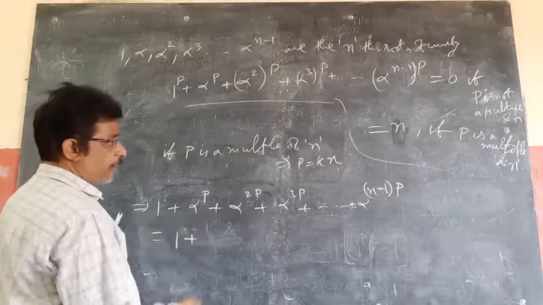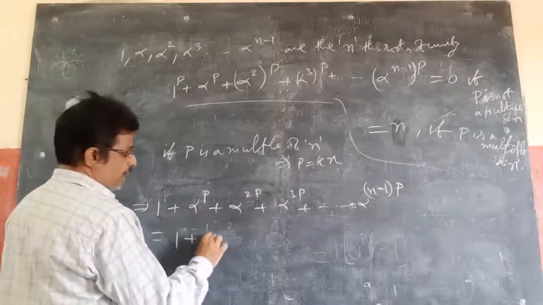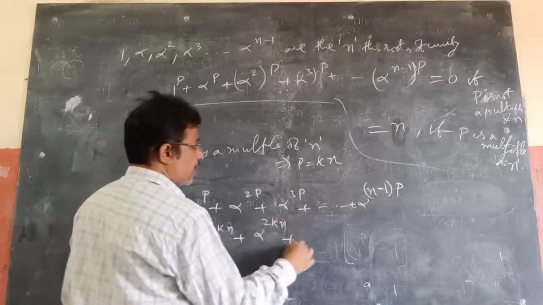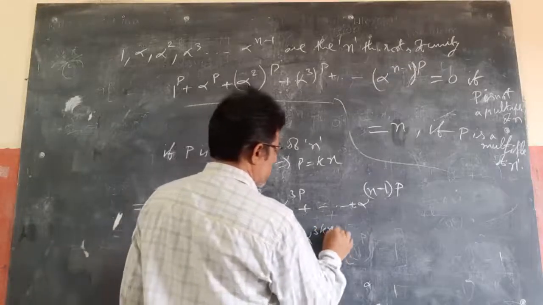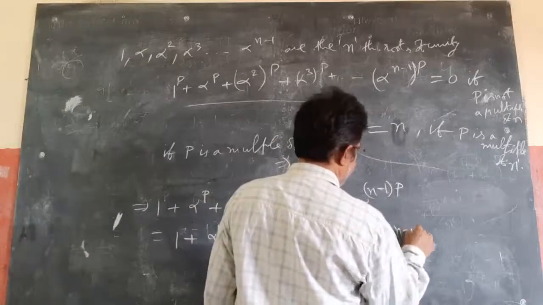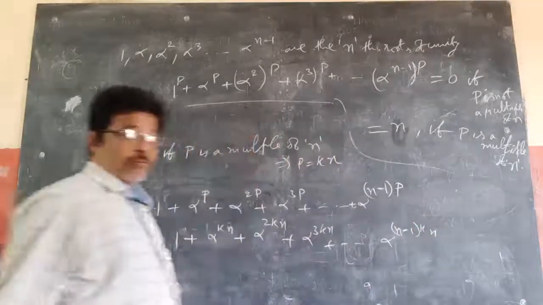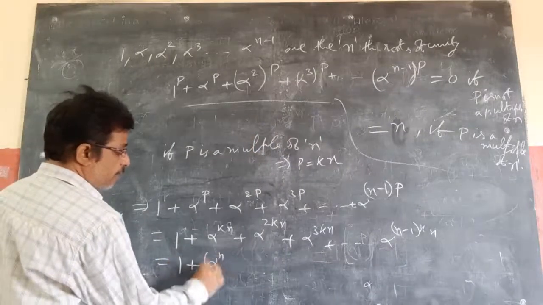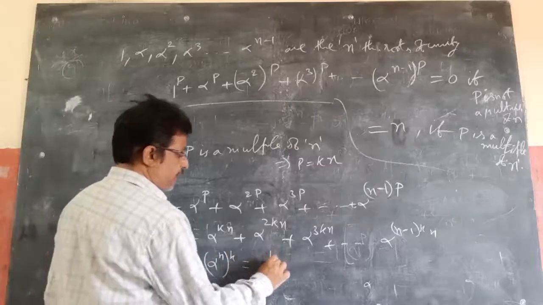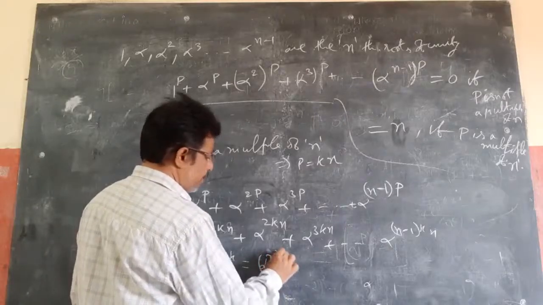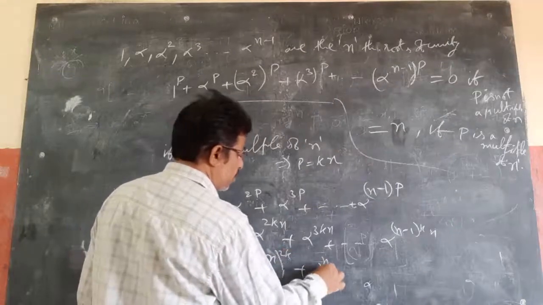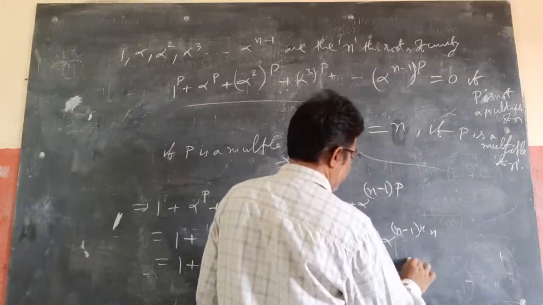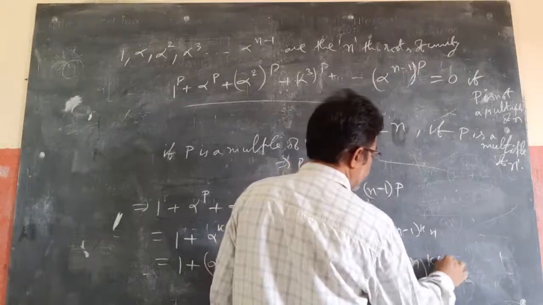Here coming to alpha power p, I can write alpha power kn plus alpha power 2kn plus alpha power 3kn and so on, alpha power (n minus 1) kn, by taking p as a multiple of n. So 1 plus alpha power n whole power k, alpha power n whole power 2k, alpha power n whole power 3k, and so on, alpha power n whole power k into (n minus 1).